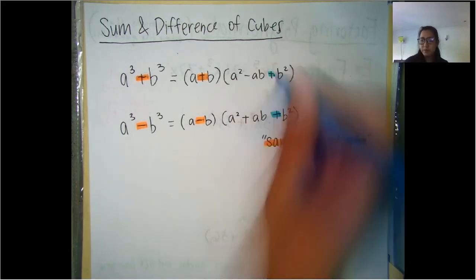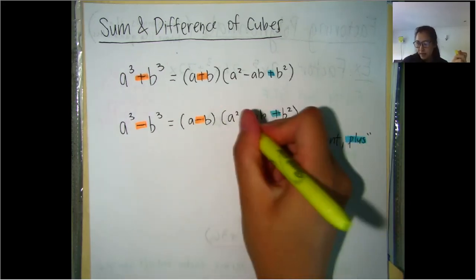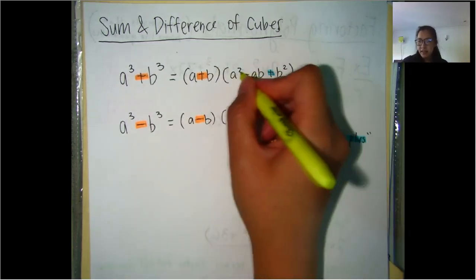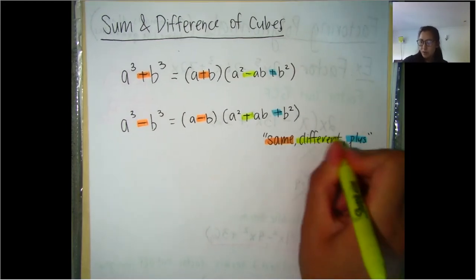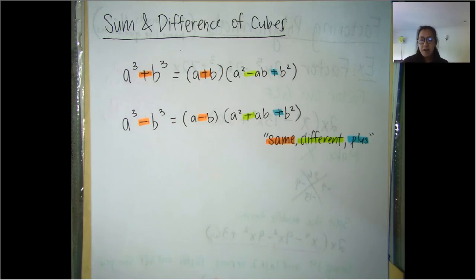So that last one is always plus, and the middle one is always different. If the first one is a minus sign, then the second one is a plus sign. And for the plus one, if the first one is plus, then the second one is minus. So the orange and the yellow ones are going to be different from each other. That's a way for you to remember these formulas, so that they get embedded in your brain forever.